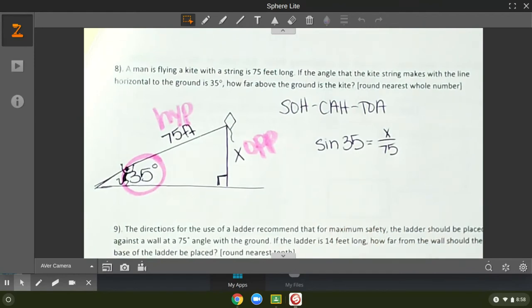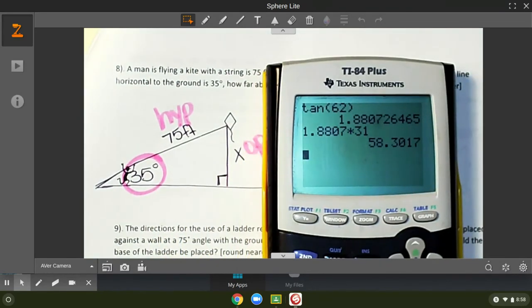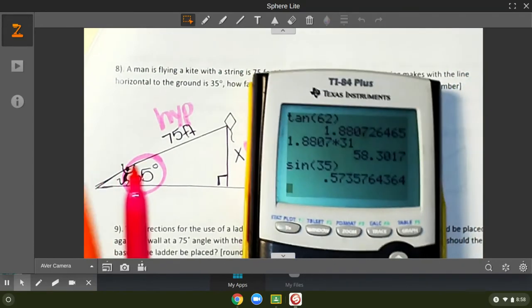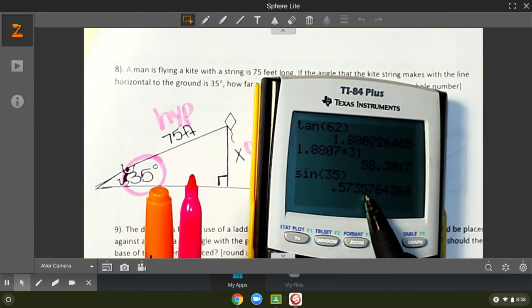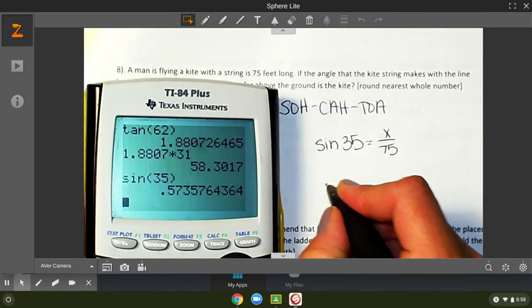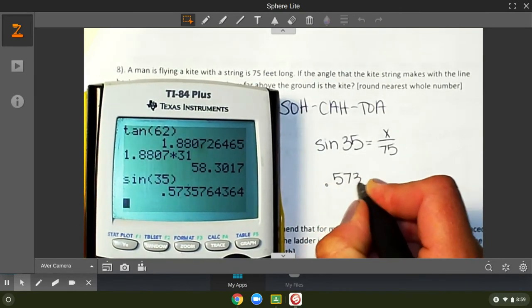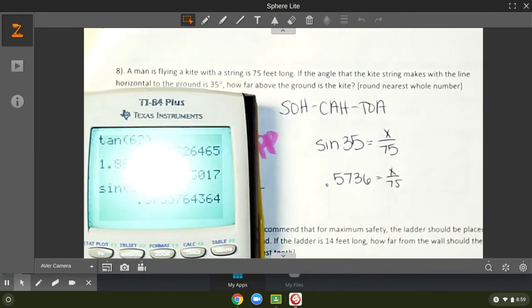Now we have the angle measure, so we can type that right into the calculator. Sine of 35, and we hit enter. Now I'm going to keep 4 decimals, so 0.573, and the number behind the 3 is a 5, which changes it to 0.5736 equals x over 75.